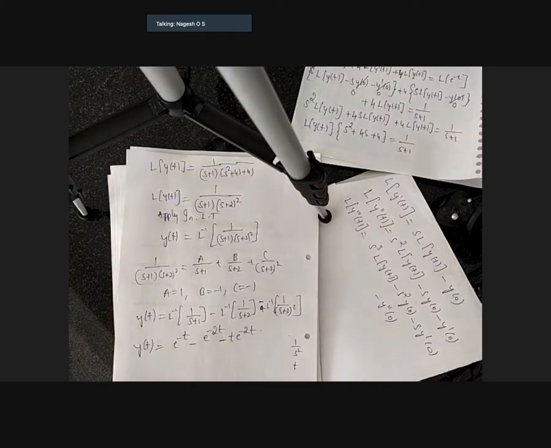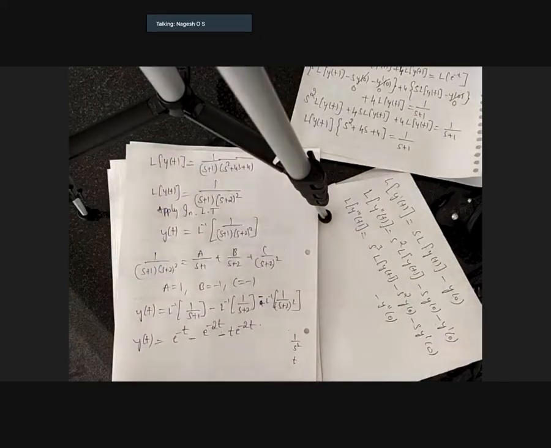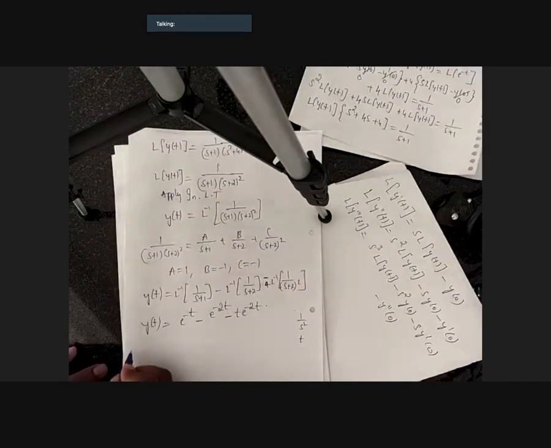Any doubt in this? Next problem, you can only try. Write this problem. You try this.